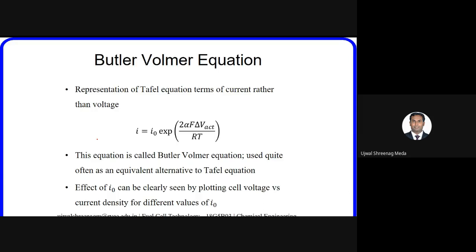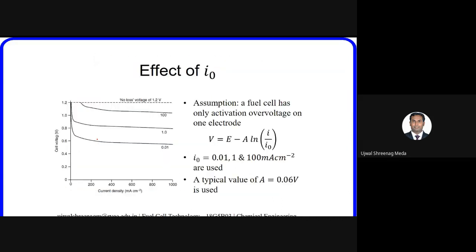And the effect of this exchange current density can be clearly seen by plotting cell voltage versus current density for different values of I naught. So see, this is a plot of cell voltage versus current density, which is actually an IV curve. This is not a Tafel plot. This is just a general IV curve for different I naught values, for different exchange current density values. So here we can see three curves.